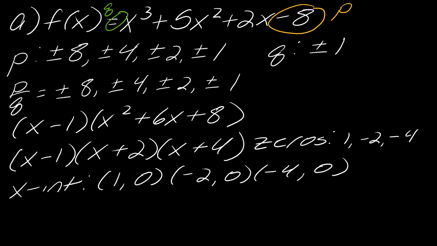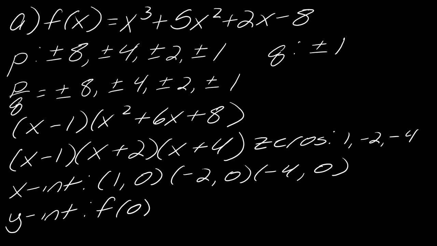Next, we have to find the y-intercept. So let me just get rid of the p and q on here. What I want to do now for my y-intercept is plug 0 into the function. And I can tell just from plugging 0 into the function, this is 0, 0, 0, and -8. So f of 0 is going to equal -8. So this is the point (0, -8). All right, cool.